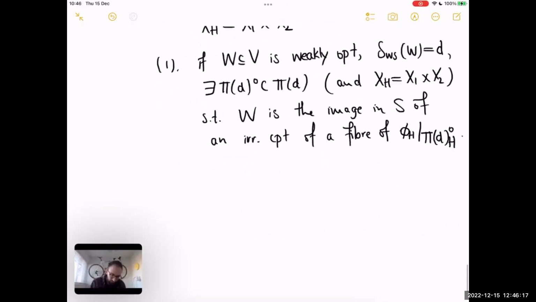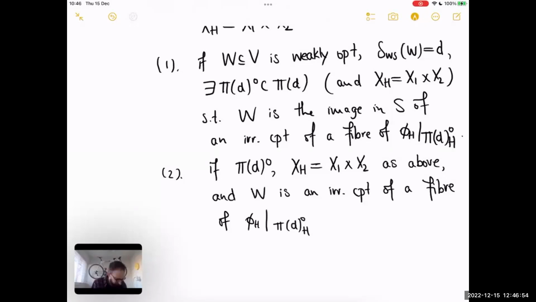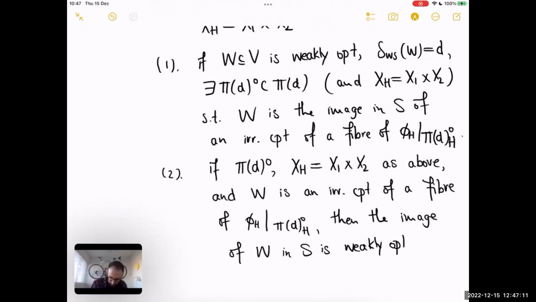On the other hand, if you start with an irreducible component of pi d and its associated pre-special, and W is an irreducible component of a fiber of phi h restricted to pi d circ h, then the image of W in S is weakly optimal of weakly special defect equal to D.